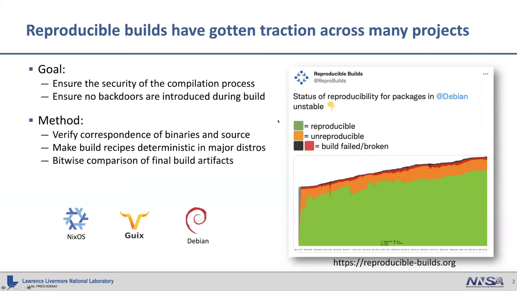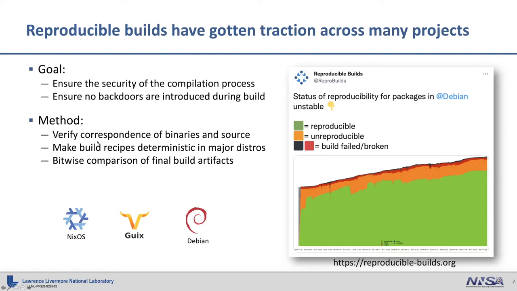And so their goal with this was to ensure the security of the compilation process. So it's not really a scientific goal. They just want to ensure that nothing malicious was introduced during builds for binary packages. This has been a problem for distros because you get, say, an RPM or some other type of package, and you don't really know that it corresponds to a particular source. It comes from some build farm. And the question was, what happens if the build farm gets compromised?